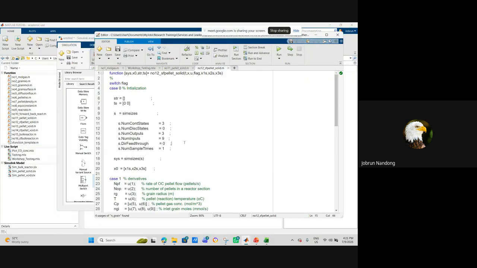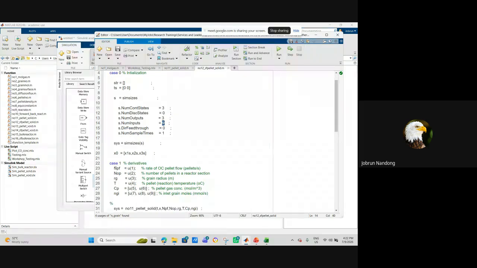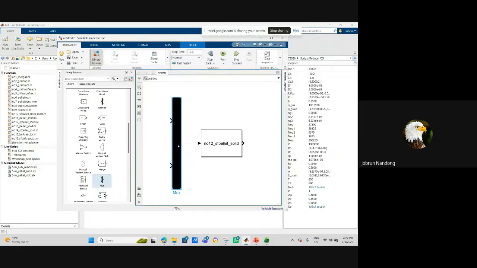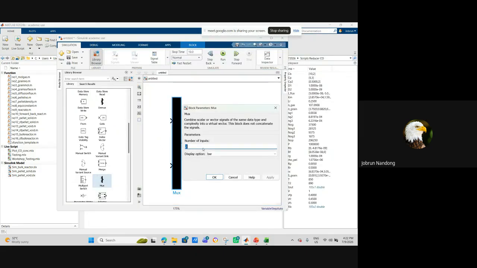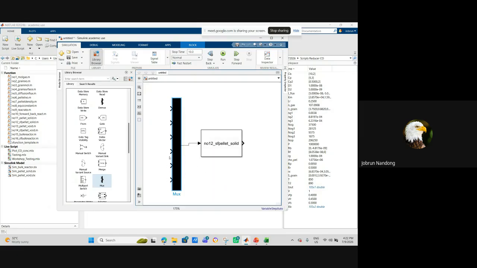How many channels? Although you have 9, right, not all of them are single values. Some of them are vectors. So we just need the number of rows. 1, 2, 3, 4, 5, 6. Okay, we need 6 channels here. Double click, 6. Okay, we have 6 there.